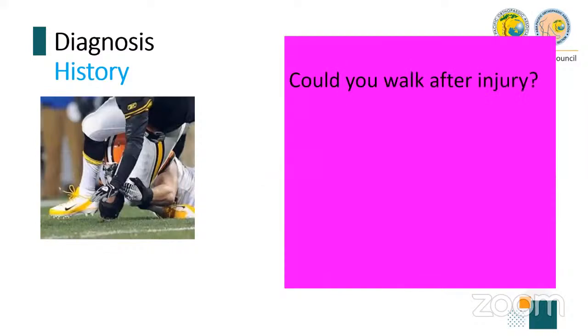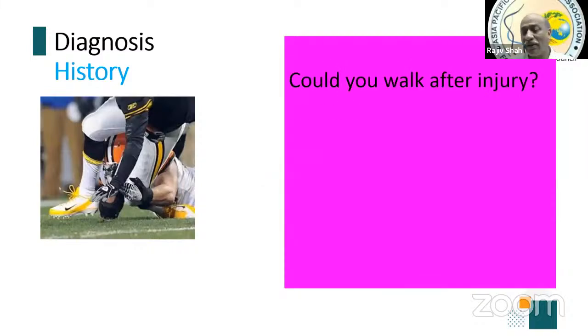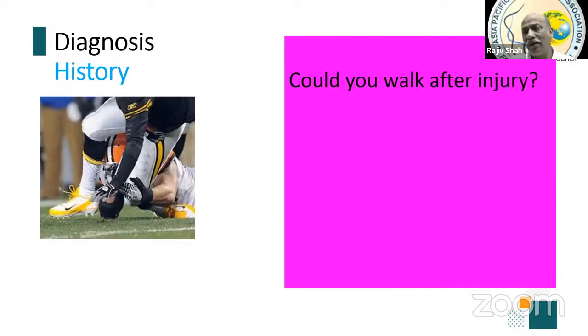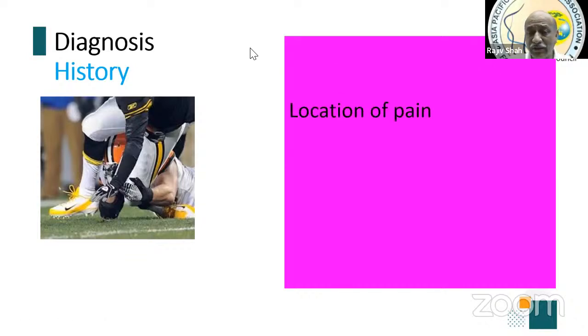You know the injury mechanics, but when you have a doubt about a patient coming to you with a ligament injury or pure ligament injury you want to rule out, you should ask for the mechanism of injury. And a very important question: could you walk after the injury? If the patient was not able to walk after injury, that means the ligament injury was very severe, or the ligament injury was associated with bone injury also.